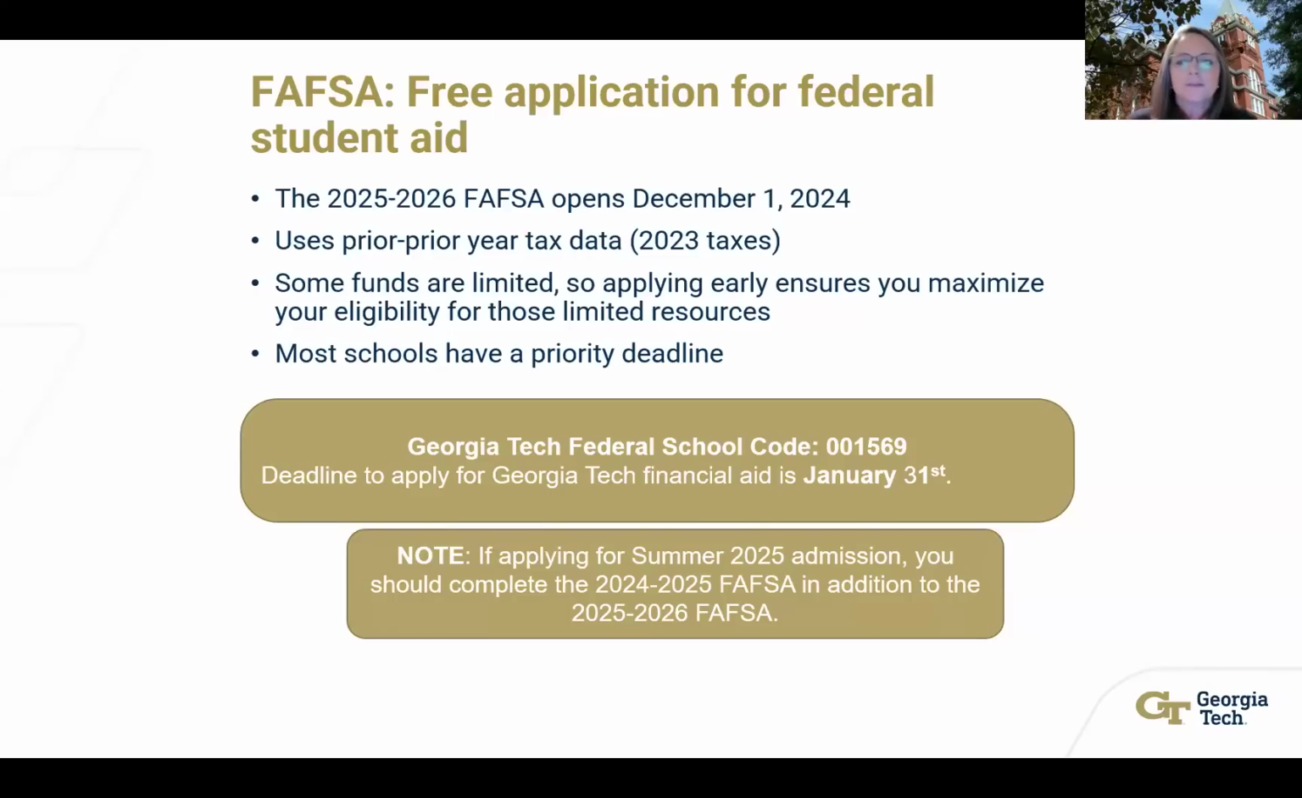This little note at the bottom, we always get several questions about this, so we'll talk a little bit more about it at the end, I think. But if you're applying for summer 2025 admission, you should also complete the 24-25 FAFSA in addition to the 25-26 FAFSA. Both applications are currently available, and you would be able to complete both of them now.